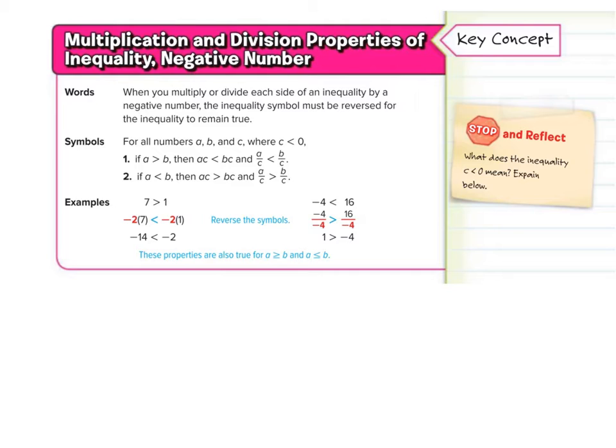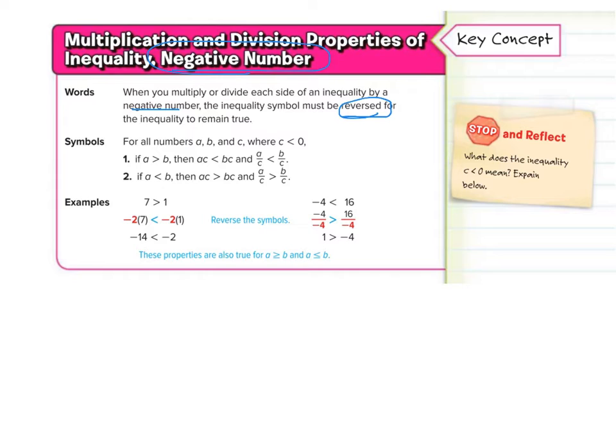Multiplication and division properties of inequality, negative number. So this is dealing with our negatives. What do we do when we're dividing or multiplying by a negative number? When you multiply or divide each side of an inequality by a negative number, the inequality symbol must be reversed for the inequality to remain true.